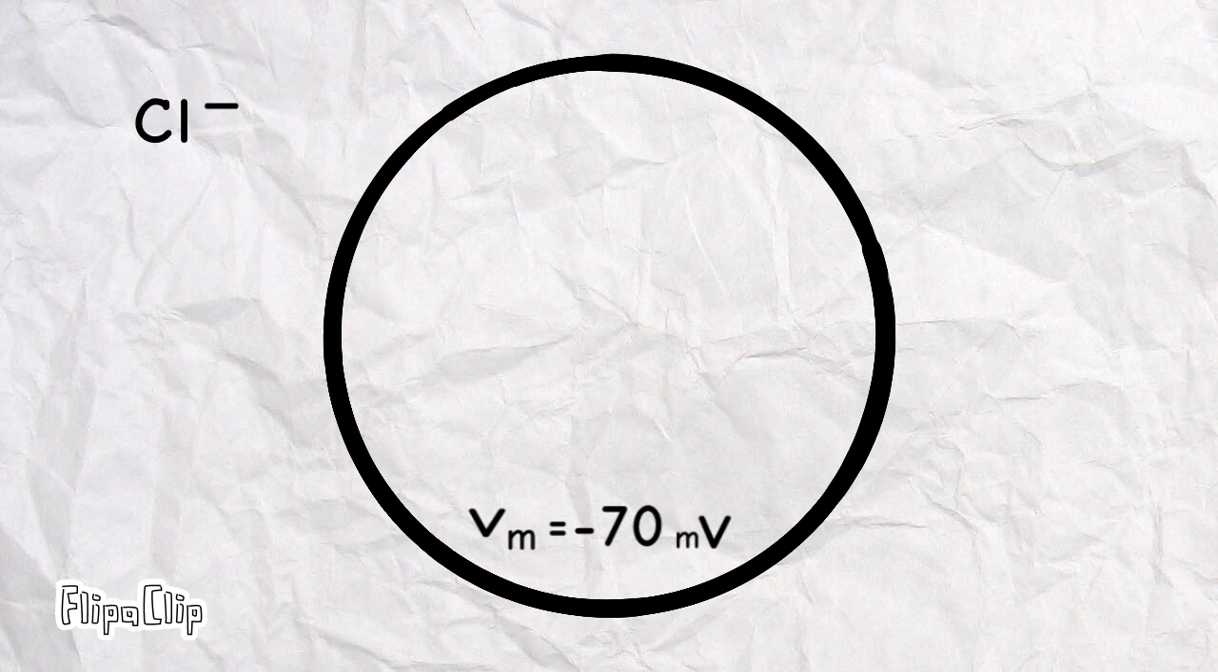Now, let's try 4 examples. Pause the video, think about your answer, and come back. First, let's understand that the voltage of the membrane is negative. Now let's start with sodium.